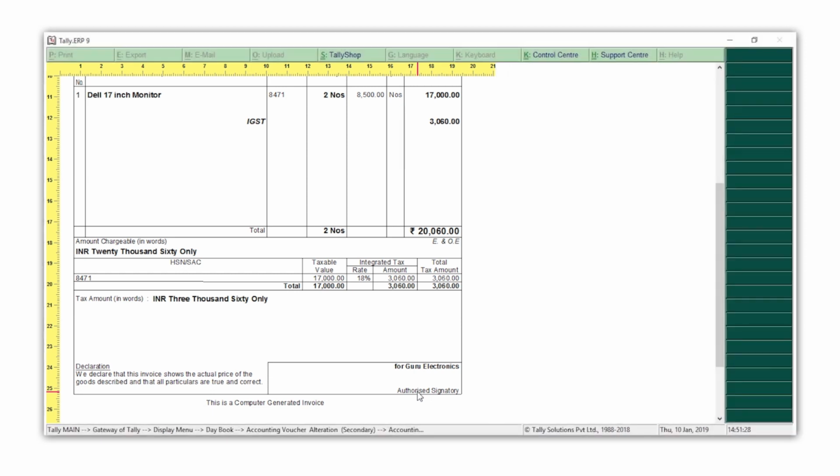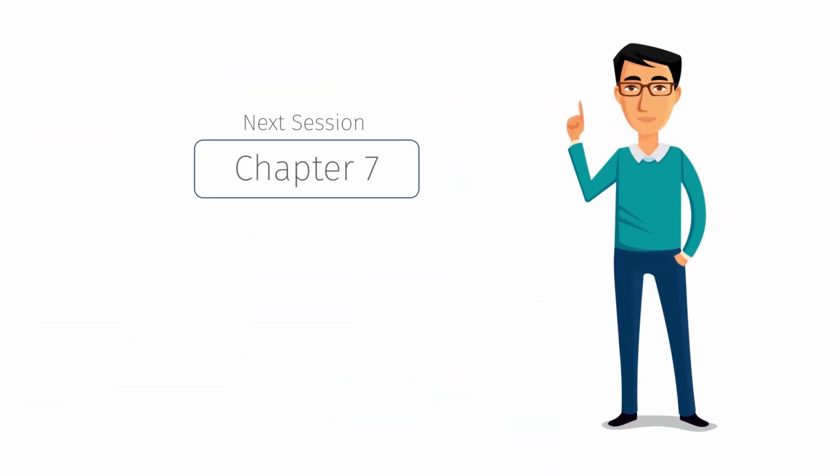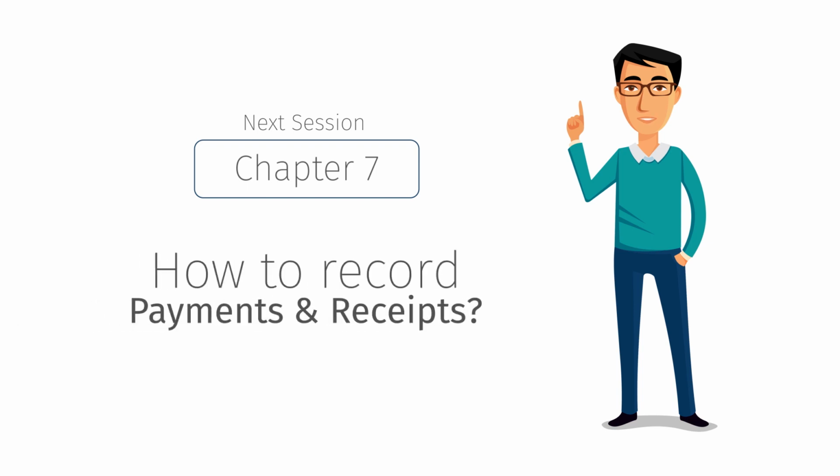Recording purchases and sales in TallyERP 9 is just that simple and quick. All you need to do is select the type of transaction and enter the details in the required fields. All your reports are also instantly updated with these details. In our next session, you will learn how to record payments and receipts in TallyERP 9.